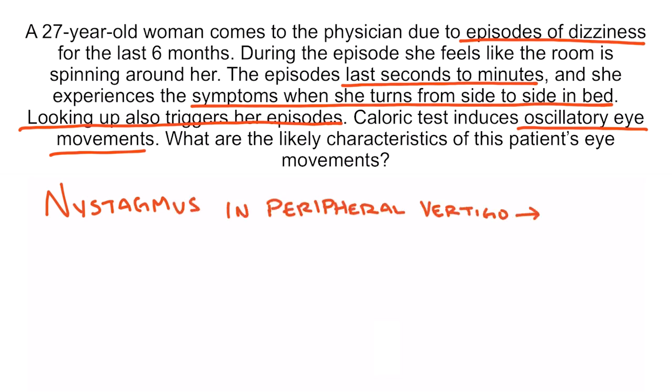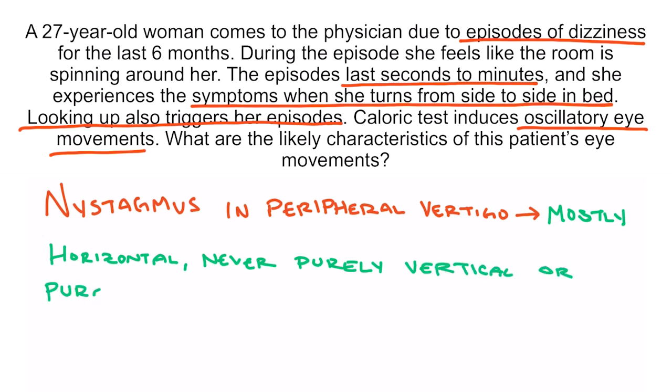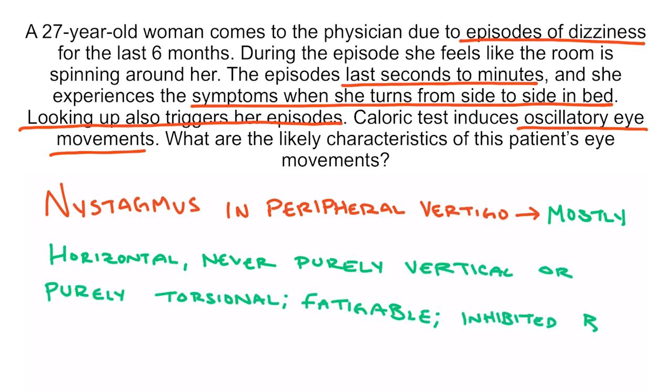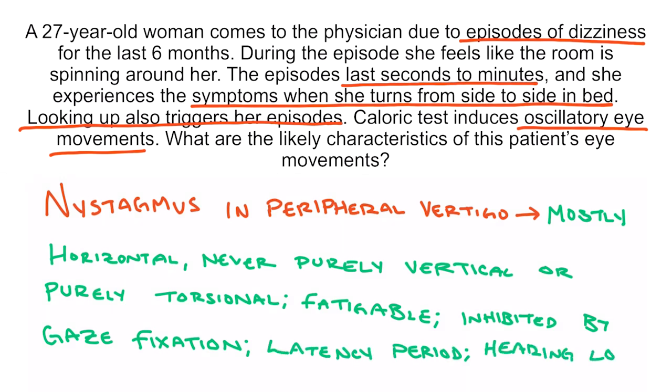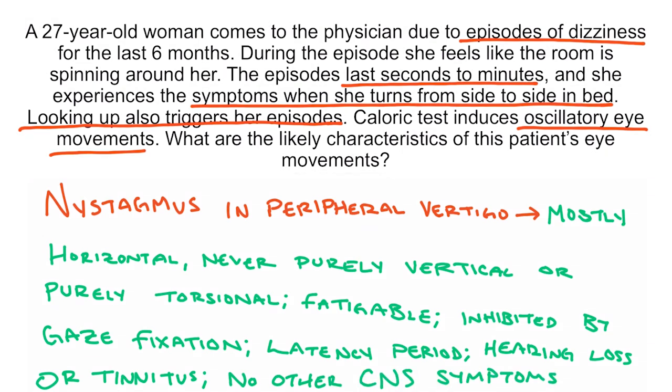In case of peripheral vertigo, nystagmus is mostly horizontal, but never purely vertical or purely torsional. Additionally, it's fatigable, and it is inhibited by gaze fixation. Nystagmus, in the context of peripheral vertigo, has the latency period and is associated with hearing loss or tinnitus. Finally, the other CNS symptoms are usually absent.